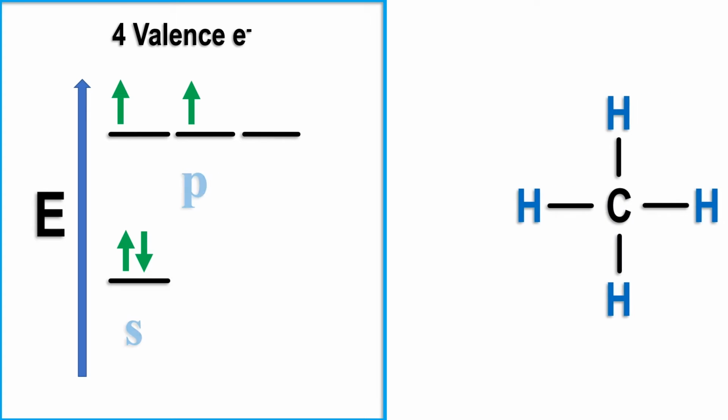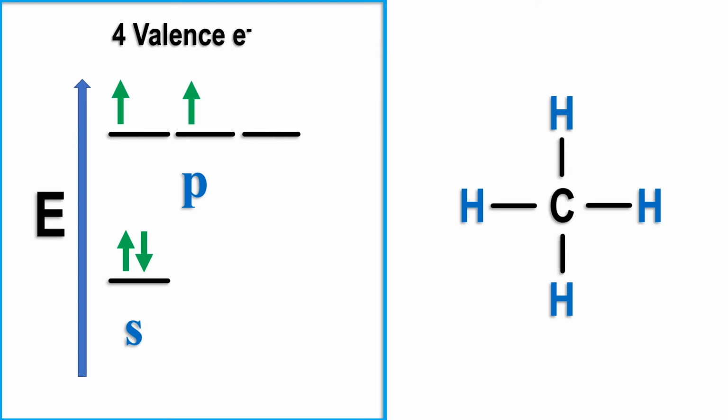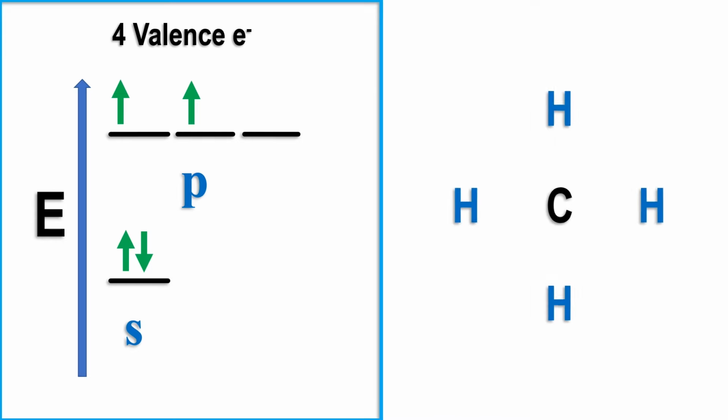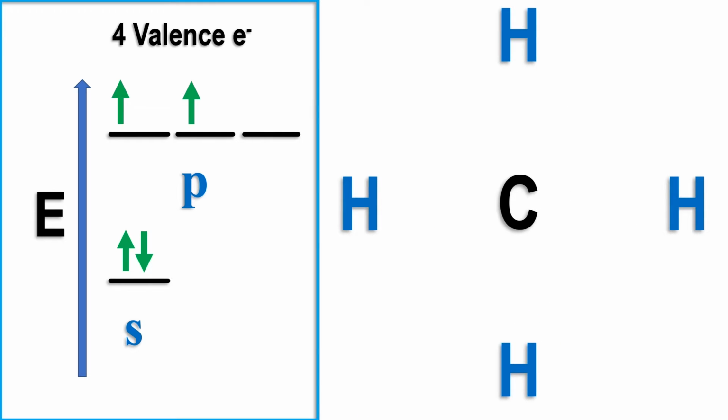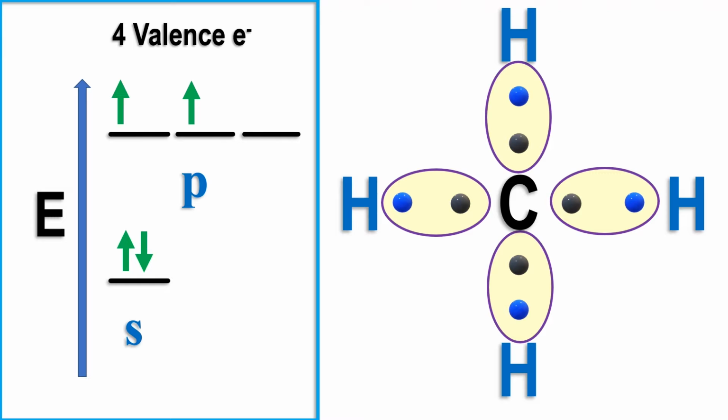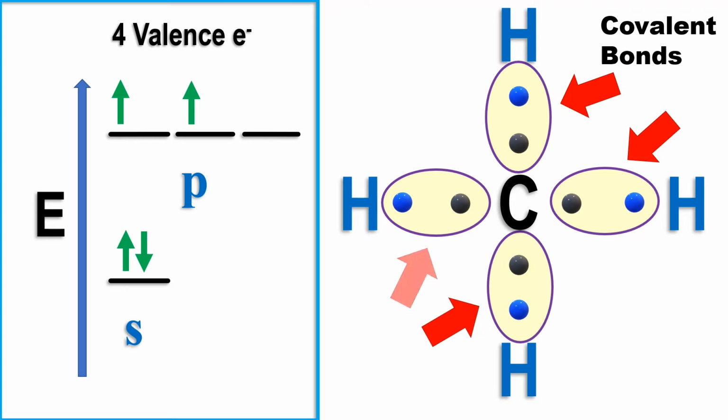Here is methane, CH4, the simplest hydrocarbon. In methane, carbon participates in 4 single bonds with 4 hydrogen atoms. Let's take a closer look at these bonds. Each bond is a shared pair of electrons, with one electron from the carbon and the other from the hydrogen. These are called covalent bonds. Covalent meaning atoms sharing a valence electron.